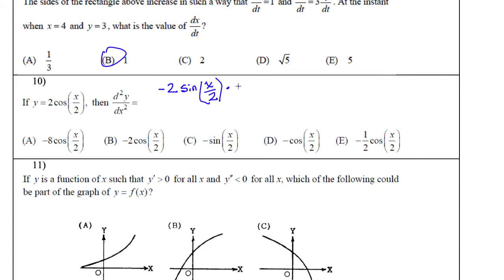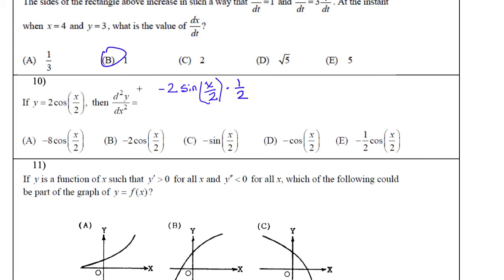Not x over 2. Derivative of x over 2. It's the same thing as saying 1/2 of x. If I take the derivative of 1/2 of x, I get just 1/2. Whenever you take the derivative of a constant term, you just look at the coefficient. The derivative of x over 2 is 1 over 2. So that was the first derivative.